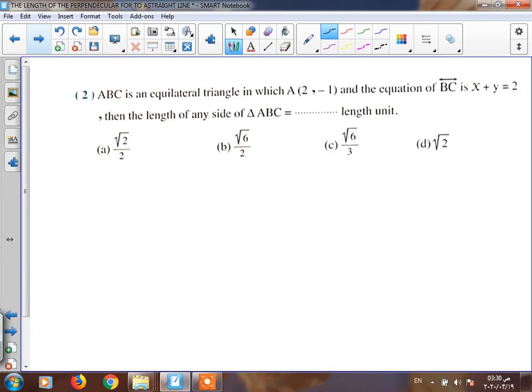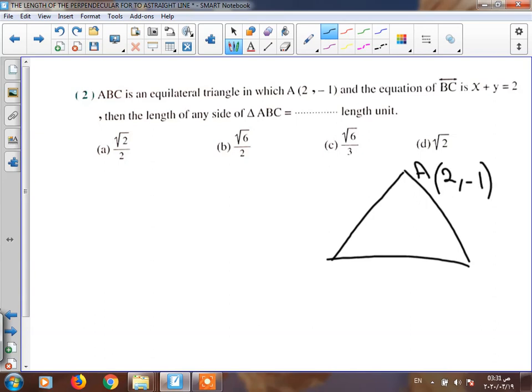Second question we have: ABC is an equilateral triangle. You have the point A with coordinates (2, -1). If you know that this is an equilateral triangle, each angle is going to be 60. And the equation of BC is x + y - 2 = 0. He also asks to find the side of the triangle.